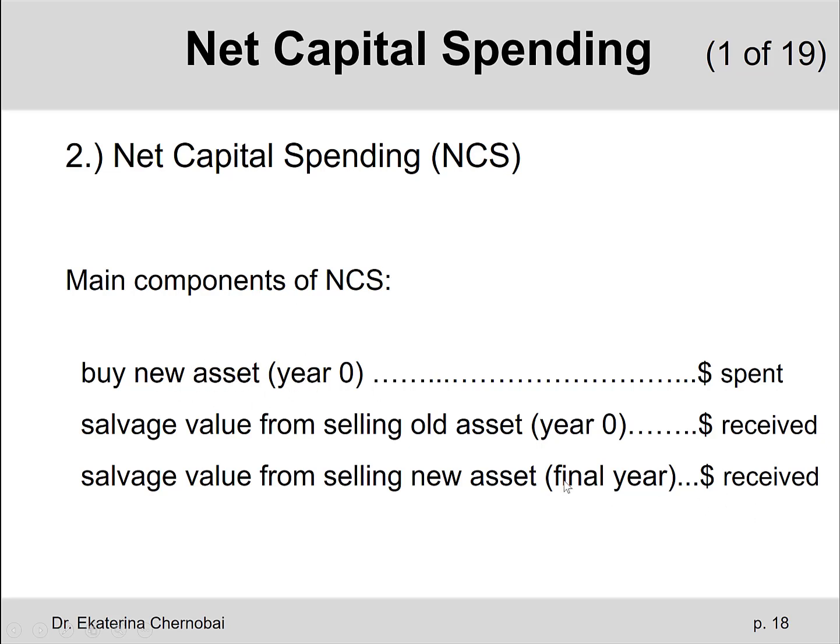And then in the final year, we are going to be selling it. And the money we collect when we sell something is called salvage value. There could also be more than just these two items going on.